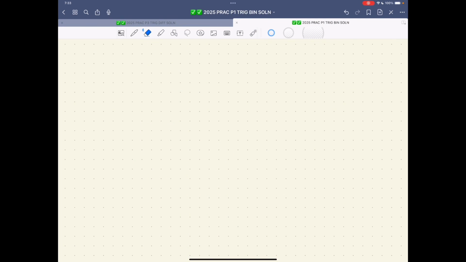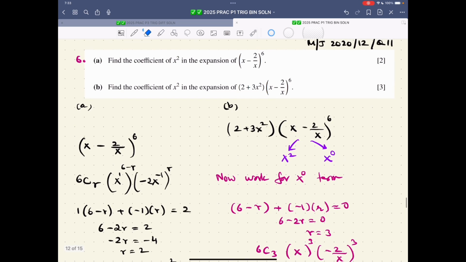Now let's move to the other question, which is question number 6. Now this is a question of binomial. It's of May, June 2020, variant 1, question 11. Question number 6 has 2 parts. The first part for 2 marks, the second part for 3 marks. Find the coefficient of x square in the expansion of x minus 2 over x raised to power of 6.